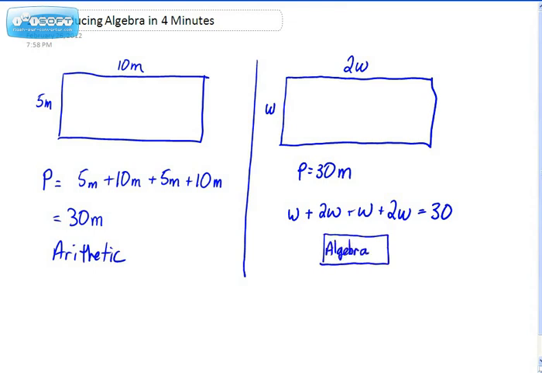So algebra consists of writing an equation that contains the relationships between ideas or objects. Algebra then is used to solve it and find out what it is. Well, it turns out that the width is going to be equal to 5, but I haven't used algebra to do that. I've just gone over here to my other problem where I've already figured it out. And the length, which is equal to twice the width, is equal to 10.